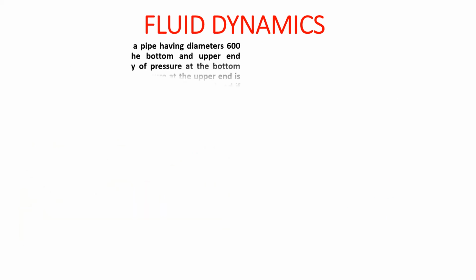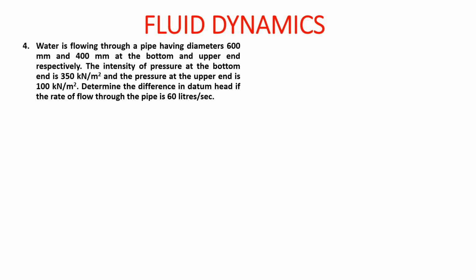Now one last problem, problem number 4. Water is flowing through a pipe having diameter 600 mm and 400 mm at the bottom and upper end respectively. The intensity of pressure at the bottom end is 350 kilonewton per meter square and the pressure at the upper end is 100 kilonewton per meter square. Determine the difference in datum head if the rate of flow through the pipe is 60 liters per second.